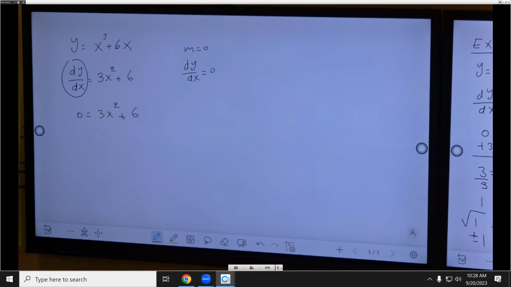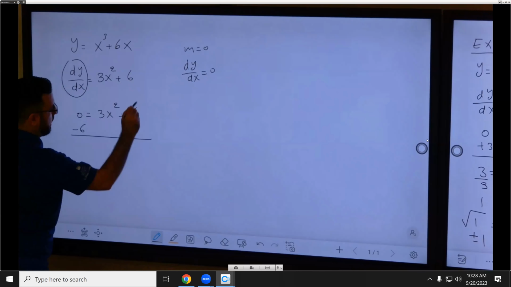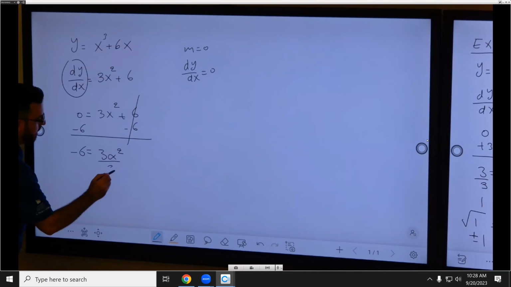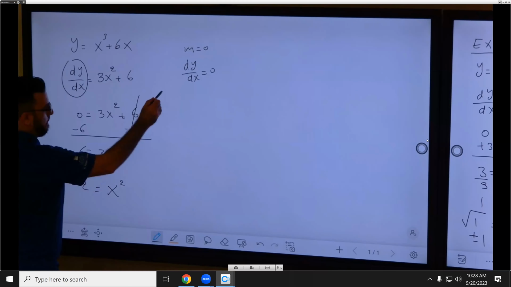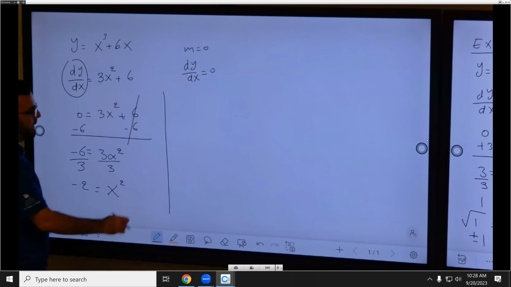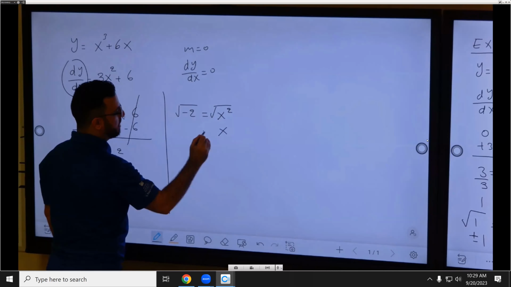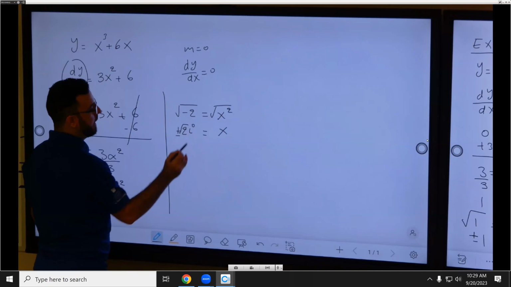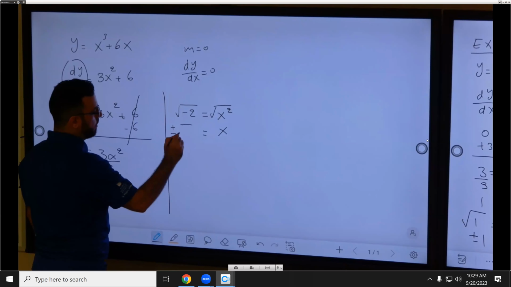How are we gonna solve this one? Minus 6. Cancel. So negative 6 equals 3x squared. Divide by 3. That means x squared equals negative 2. What's the next step? Square root of both sides, but that's going to be imaginary numbers. Okay, square root of x squared. So it will be x equals plus or minus square root of 2 times i.